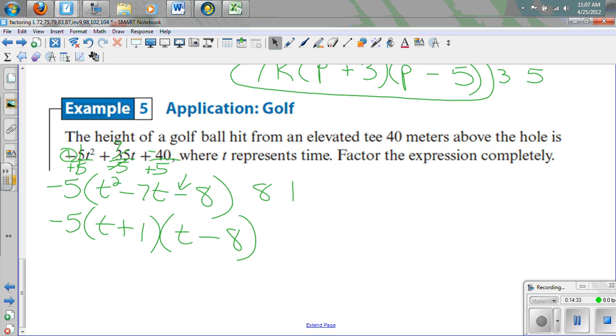Again, check your answer. T times t is t squared. T times negative 8 is negative 8t. 1 times t is plus 1t. And 1 times negative 8 is negative 8. And so that is correct, because negative 8t and positive 1t is negative 7t.